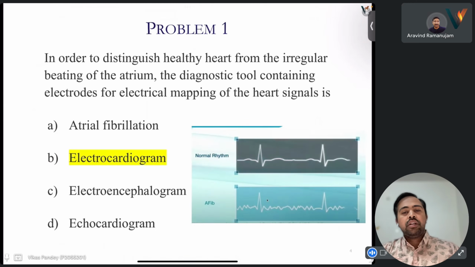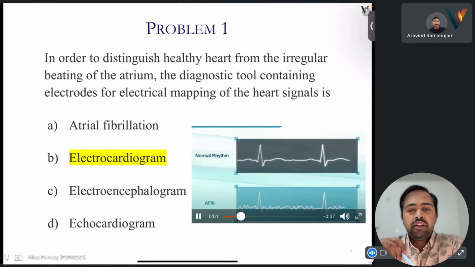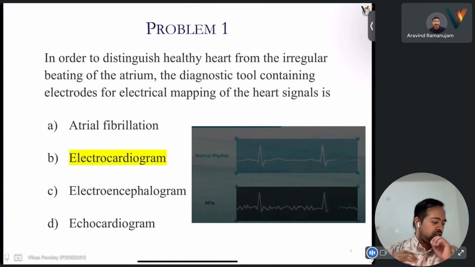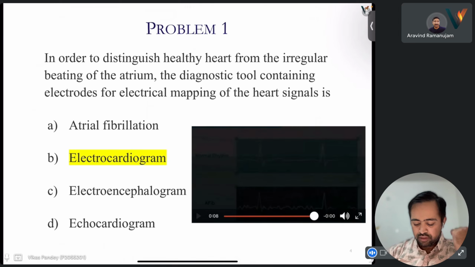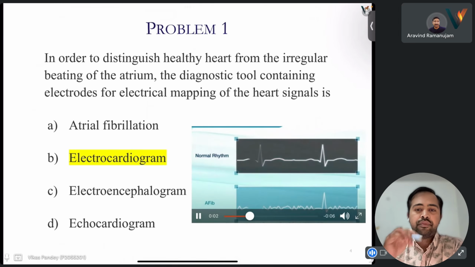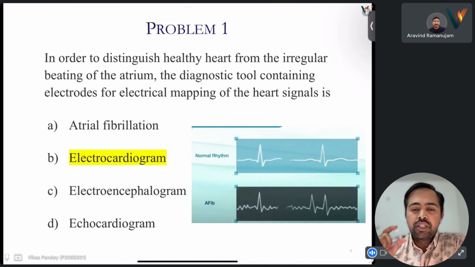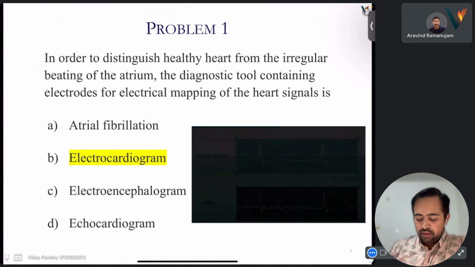As we have seen, for a normal heartbeat the sequence will be very periodic, whereas for atrial fibrillation the sequence will be irregular, and it is detected using an electrocardiogram. Wherever we need to check electrical signals, we go for an electrocardiogram, since it shows how the electrical signals of the heart are working.